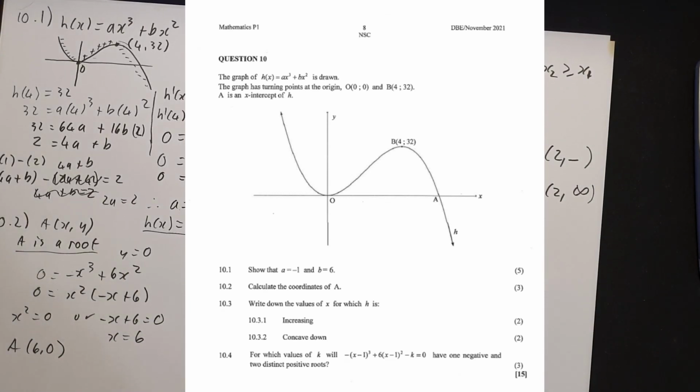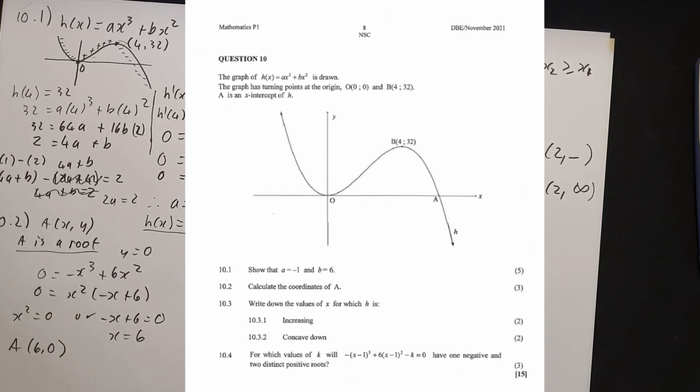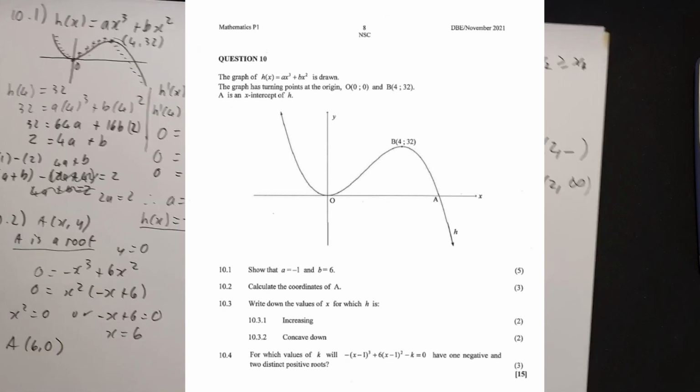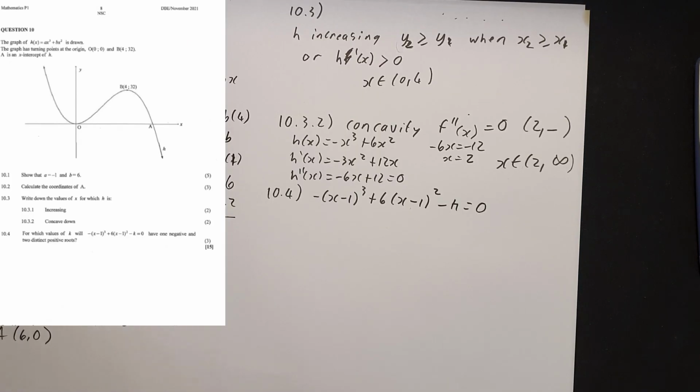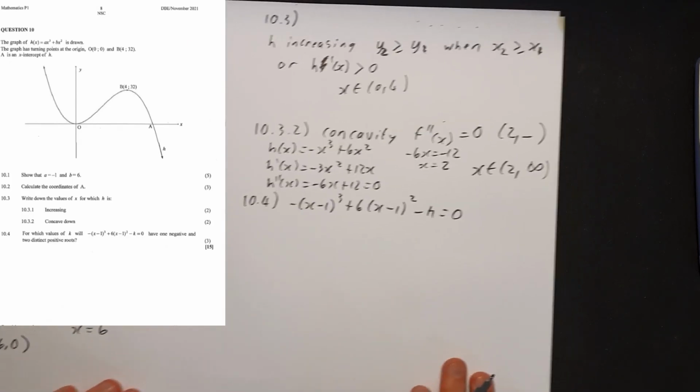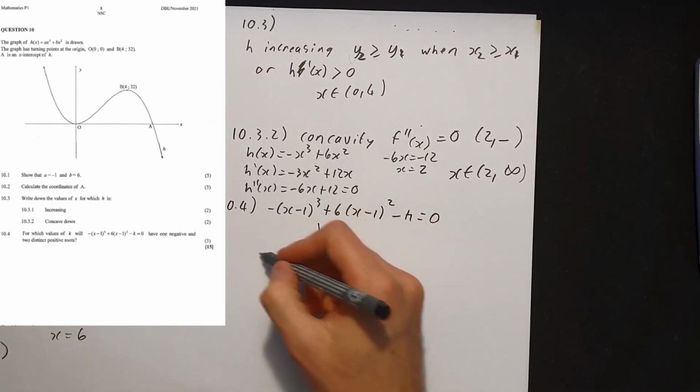Now the last one, 10.4, says: for which values of k will the following function, negative x minus 1 cubed plus 6 x minus 1 squared minus k equals 0, have one negative and two distinct positive roots? So let's have a look at this.